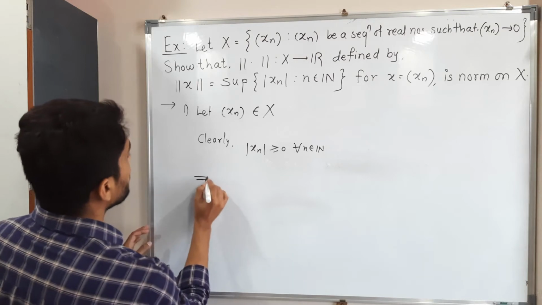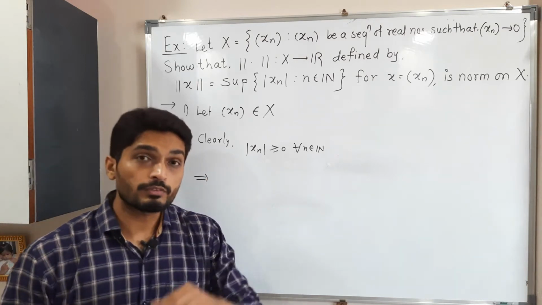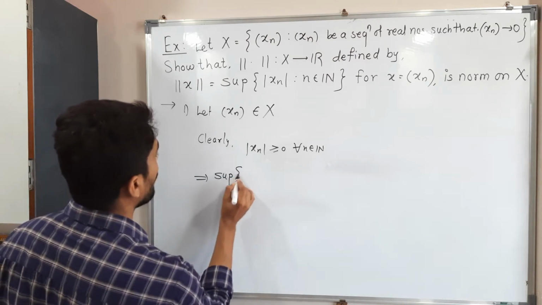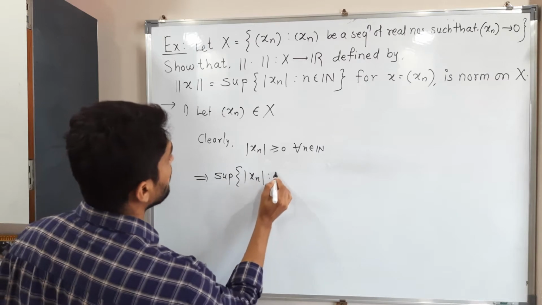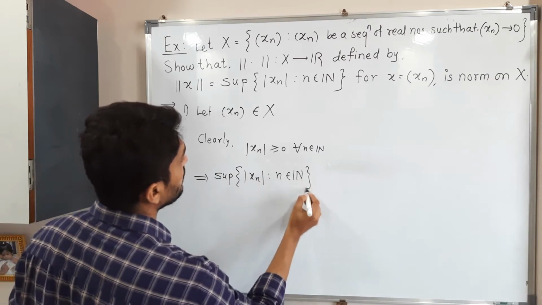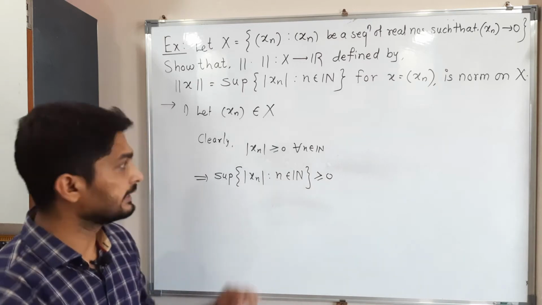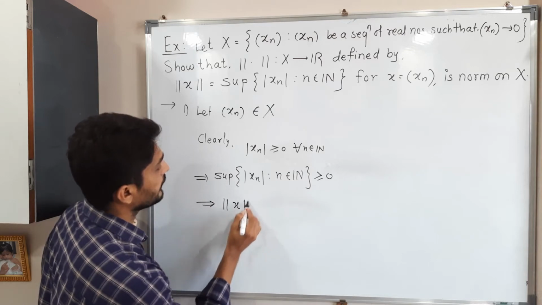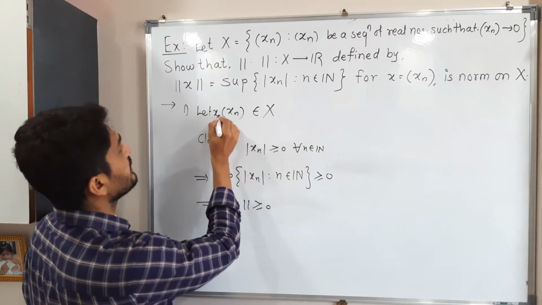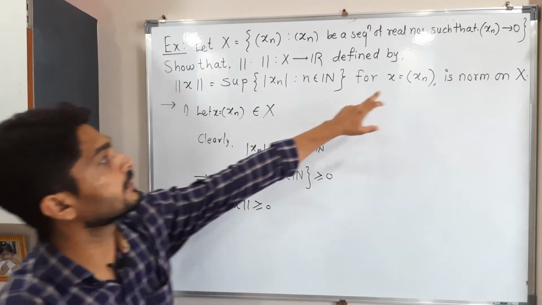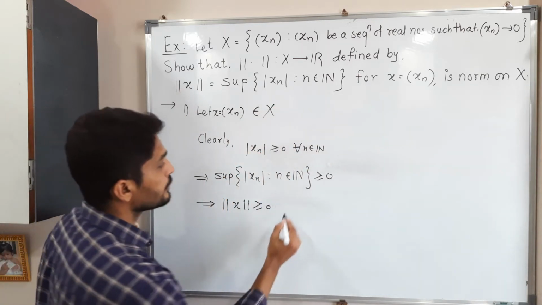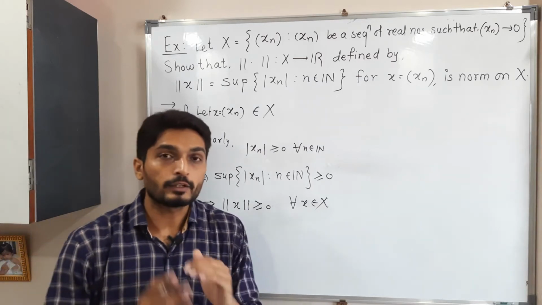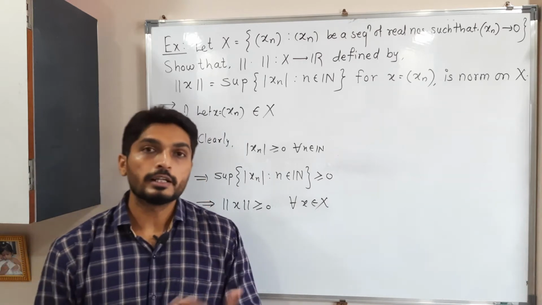So if each of them is greater than or equal to 0, then if you take their supremum, obviously it is greater than or equal to 0. So that's why supremum of mod x_n, n belongs to set of natural numbers, is also greater than or equal to 0. And this is the definition of what? This is the definition of norm x, which is greater than or equal to 0. Here x_n means x; we denote it by x = x_n. This is a sequence, and this is true for all x belonging to capital X, right? So therefore in this way the norm satisfies its first condition. Let us go for the second condition.